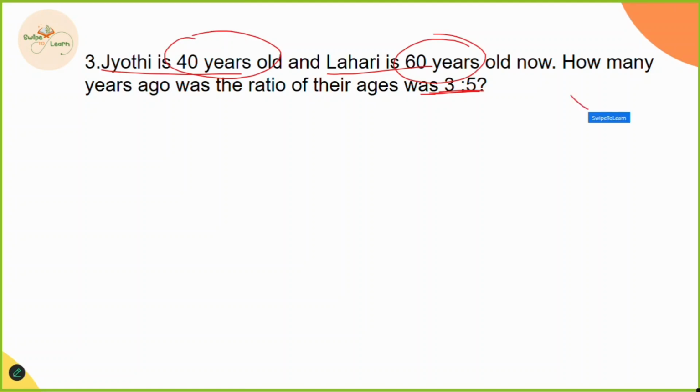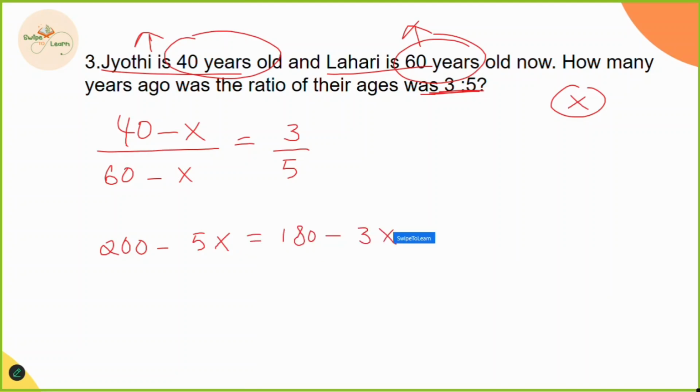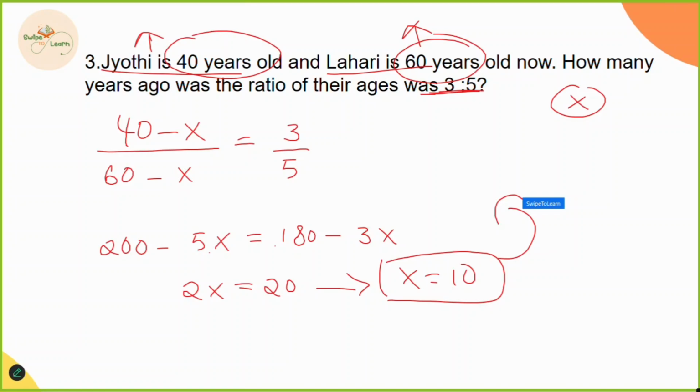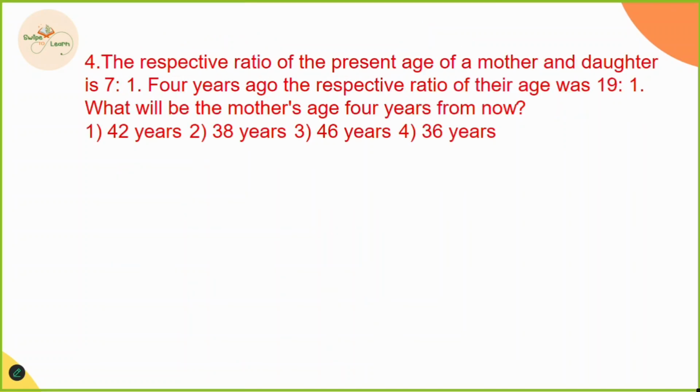Since we don't know how many years, let's consider that as x. So we can directly write 40 minus x divided by 60 minus x equals 3 by 5, which means 200 minus 5x equals 180 minus 3x. So 5 minus 3, 2x. 2x equals 20. That means x equals 10, which means 10 years ago their ages were in the ratio of 3 is to 5. This is a simple question. Next, you guys try this problem and let me know.